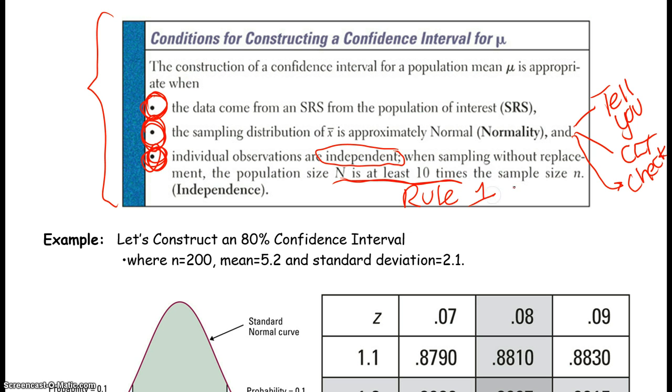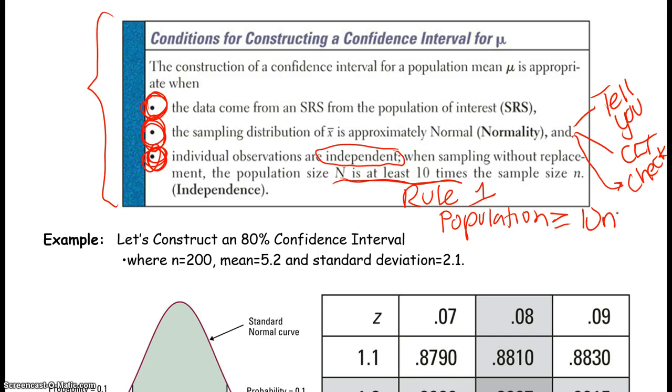And if you remember what rule number 1 is, it is that... I'm totally drawing a blank here. Oh, duh. Population 10 times as big. So that the population is greater than or equal to 10 times whatever your sample is.